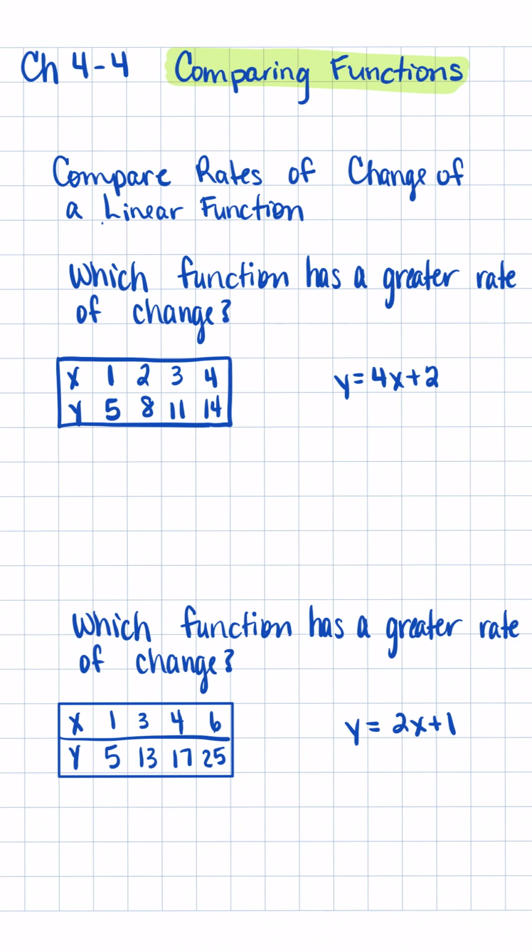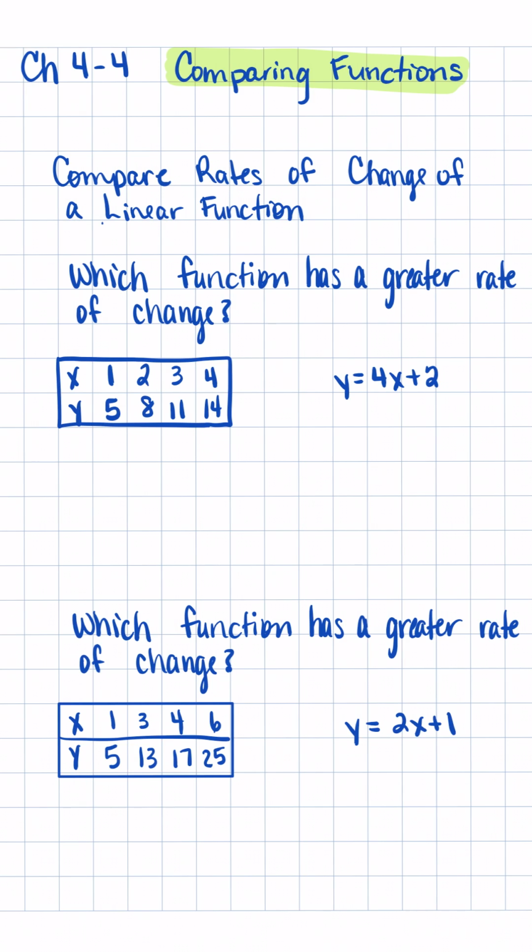Hi class, today we're looking at chapter 4, lesson 4, comparing functions. So functions can be represented using words, graphs, tables, or equations. Learning the relationship between those representations can help you compare the properties of two functions, each represented in a different way. The slope of a line describes the rate of change of that line.